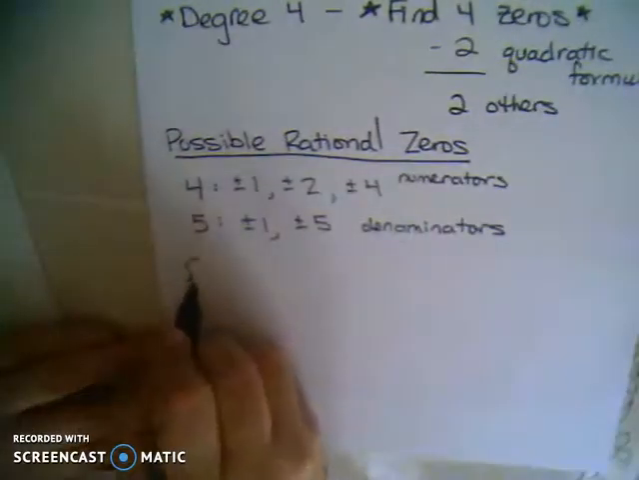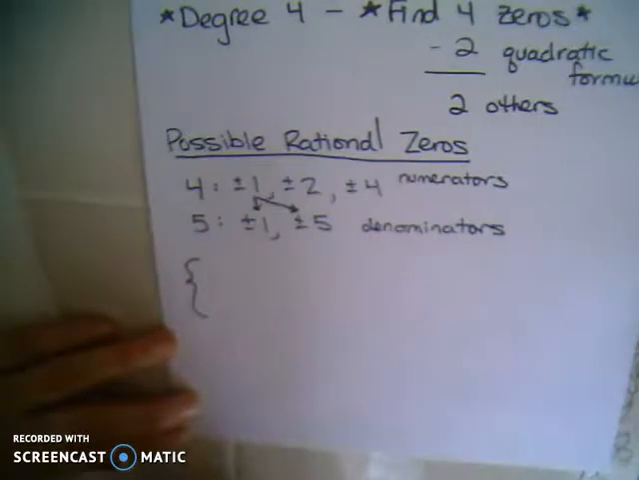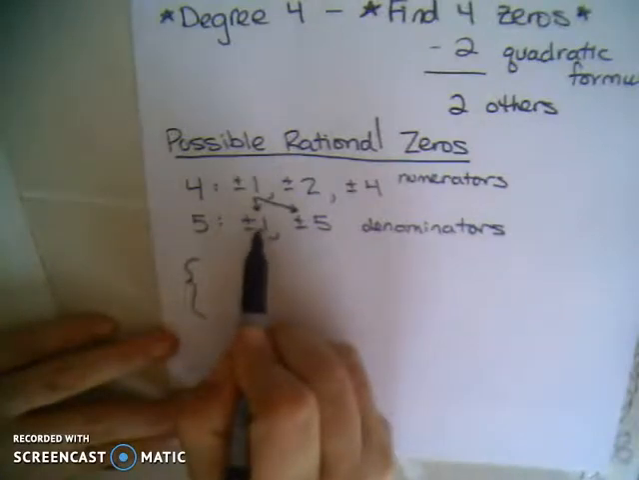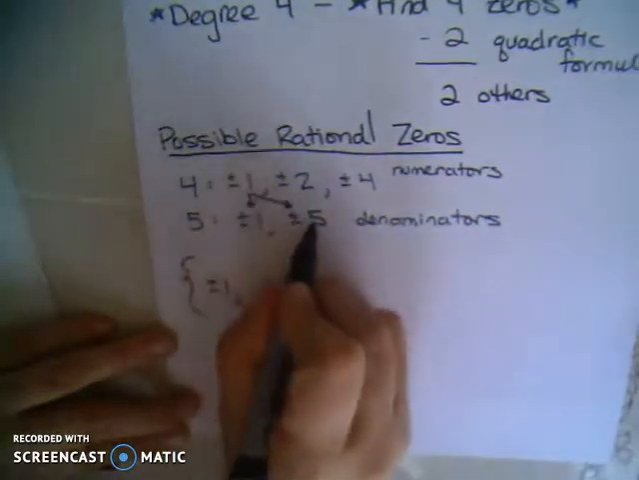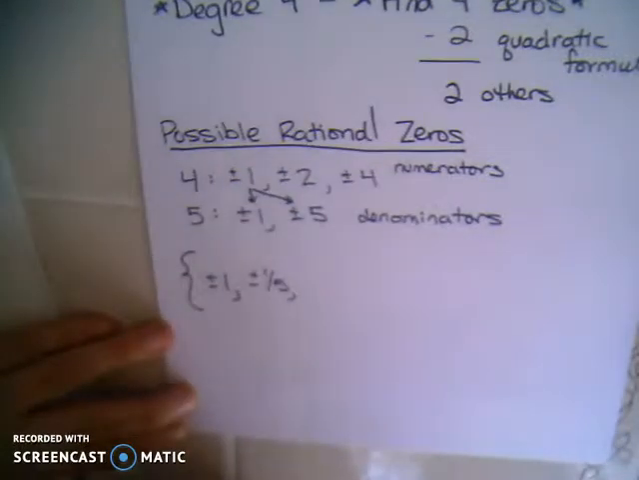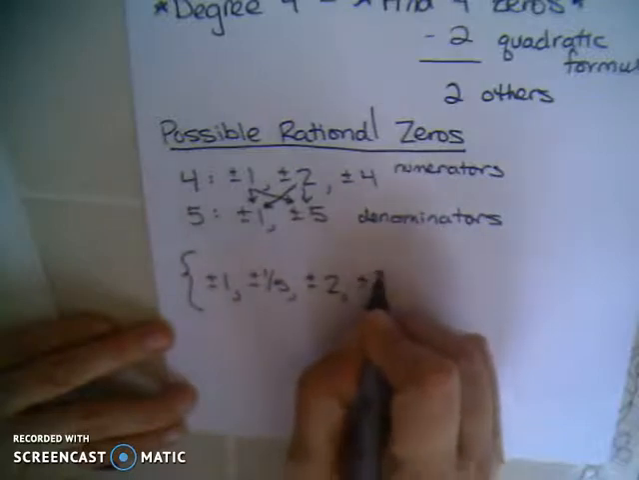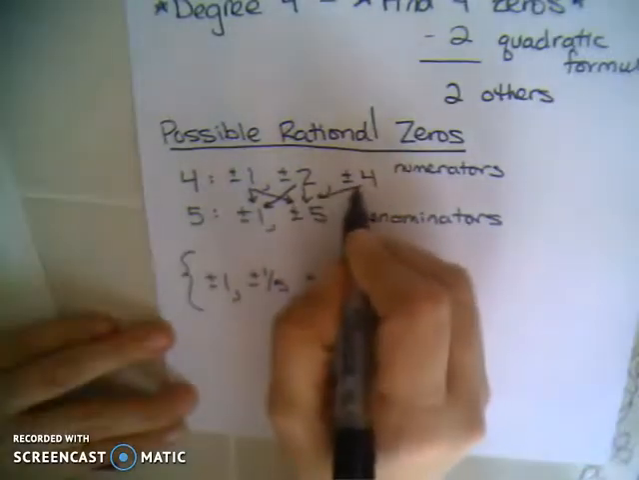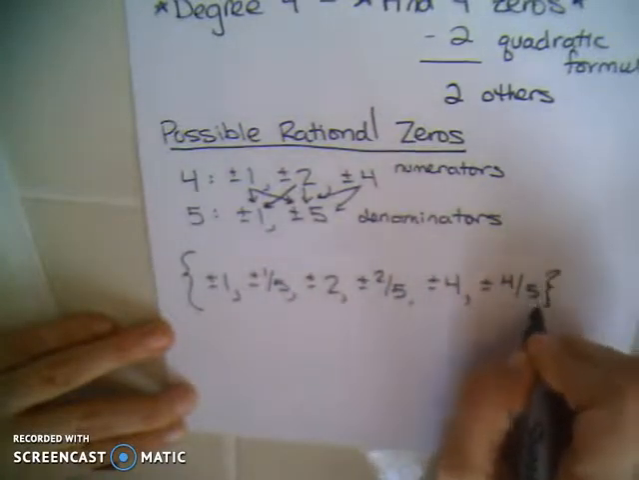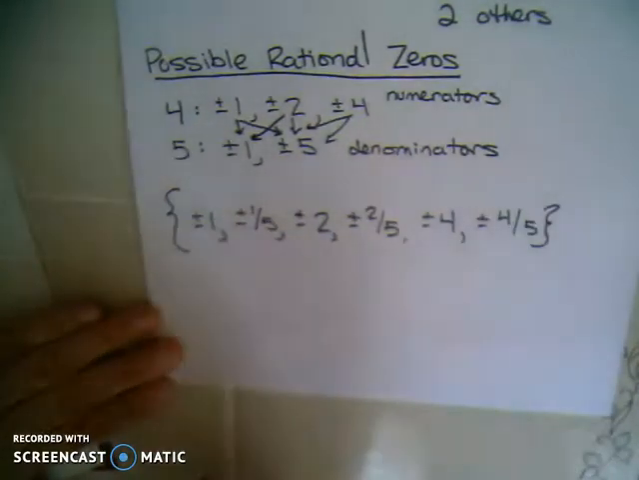I'm going to go through these one at a time, take each numerator and match it up with each denominator, and make this nice big list of possible rational zeros. So 1 divided by 1, that's just 1. 1 divided by 5, that doesn't simplify, so I'm going to leave it as a fraction, 1/5. Then 2 divided by 1 and 2 divided by 5, which is 2 and 2/5. And then 4 divided by 1, 4 divided by 5, that gives me 4 and 4/5. So if this polynomial has any rational zeros, it's one of those numbers.